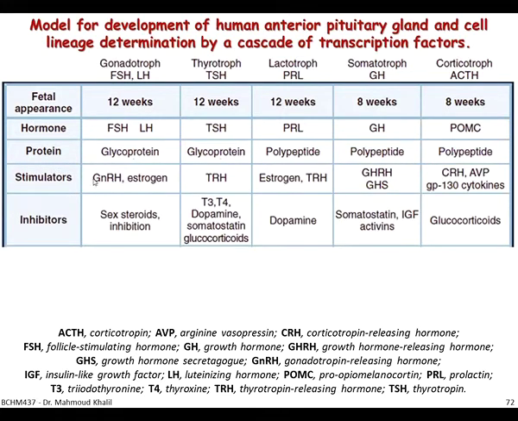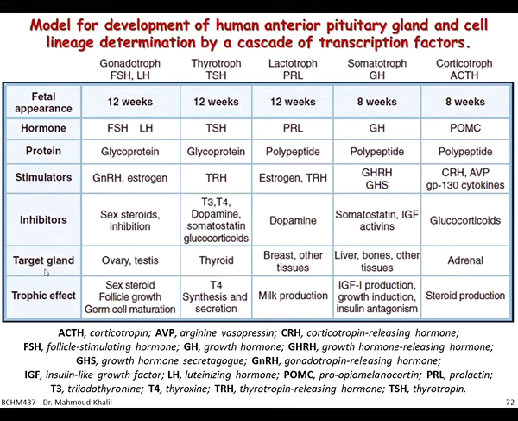Here you can see the stimulators for the release of these hormones, as well as the inhibitors. Again, you can see the target organs for each hormone, and finally the trophic effect, so actually, what is the main function. Basically, this table is a very good summary of the major hormones secreted from the anterior pituitary. And of course, here are the abbreviations for the table.